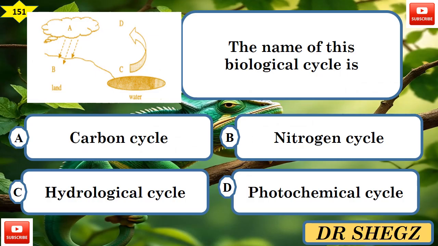Our first question says, the name of this biological cycle is... It's a rather simple one. You have carbon cycle, nitrogen cycle, hydrological cycle, photochemical cycle. Of course, this is the hydrological cycle or water cycle, as you may call it. So this is the hydrological cycle.